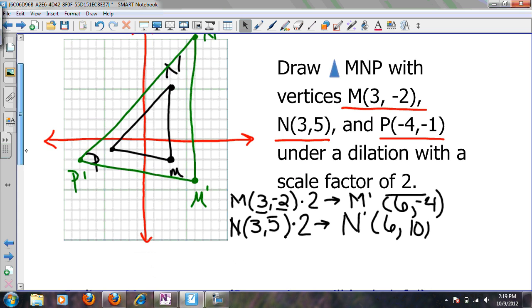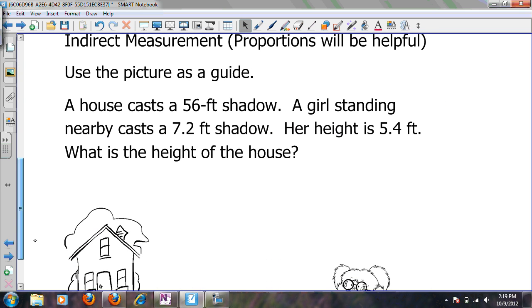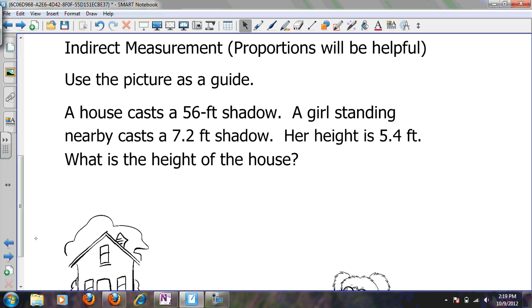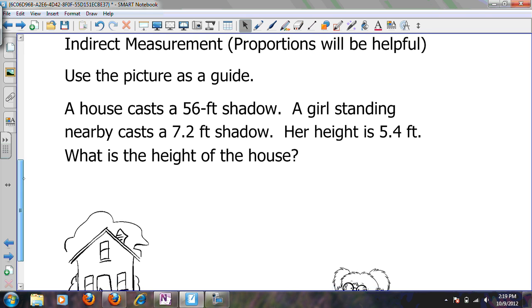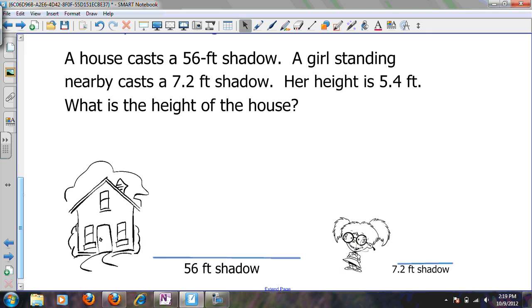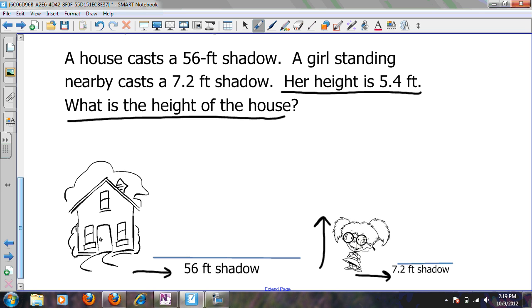Lastly, we're going to look at indirect measurement. Using proportions are going to be helpful. Okay? Here's the situation. We have a house that is casting a shadow of 56 feet. We have a girl that's standing nearby. She is casting a shadow of 7.2 feet. She is 5.4 feet tall. What is the height of the house?